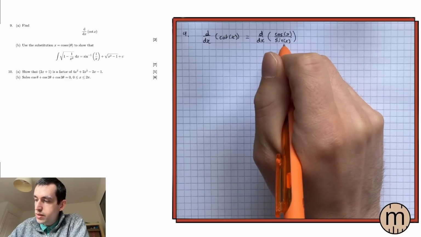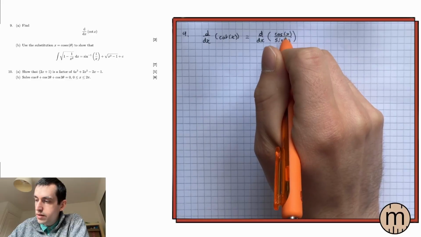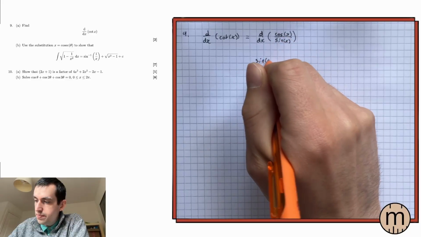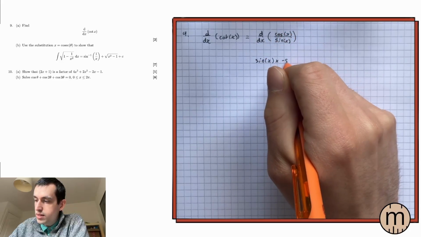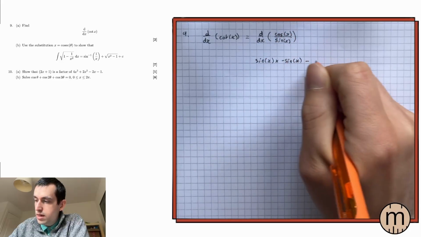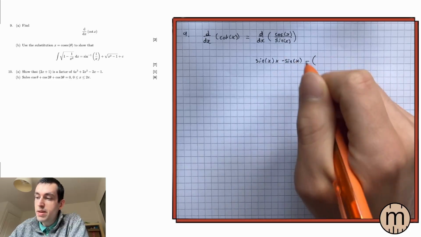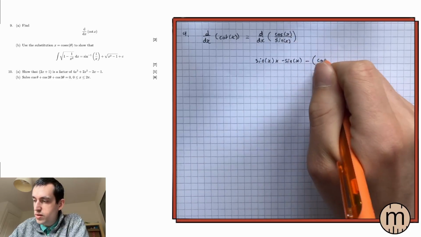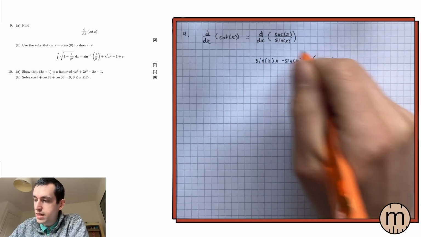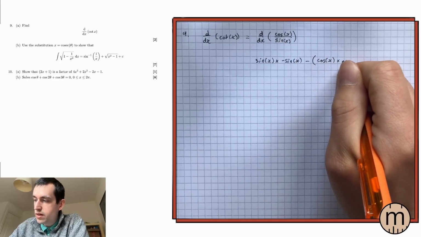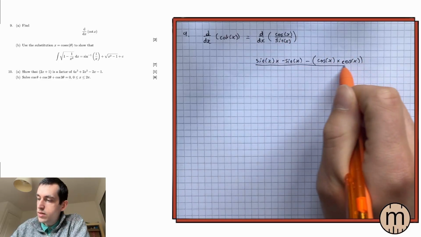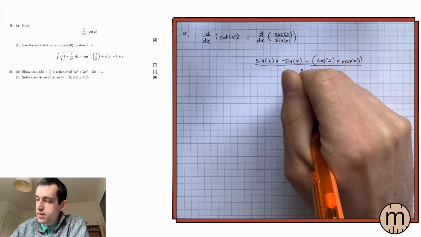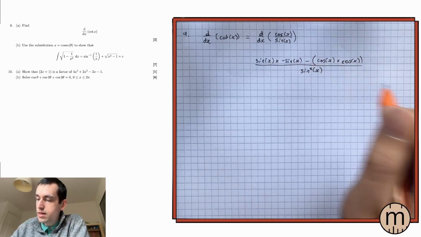So what I'm going to do is write down the denominator times by the derivative of the numerator like this. And then I'm going to minus, basically the opposite of that. I'm going to write down the numerator. I'm going to times by the derivative of the denominator. And then I'm going to divide all of that by the denominator squared, like this.